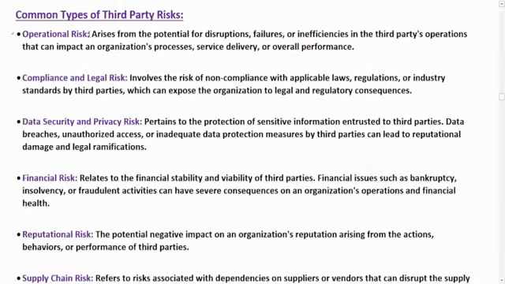Okay, now if we discuss some common types of third party related risk, at number one we have operational risk. Actually, operational risk arises from the potential for disruptions, failures, or inefficiencies in third parties' operations that can impact the organization's processes, service delivery, or overall performance as well. As I have already shared with you the example of XYZ Bank, if the system of the third party service provider goes down, then XYZ Bank could face disruptions in operational continuity. Okay, so that is the example of operational risk. The second type is compliance and legal risk.